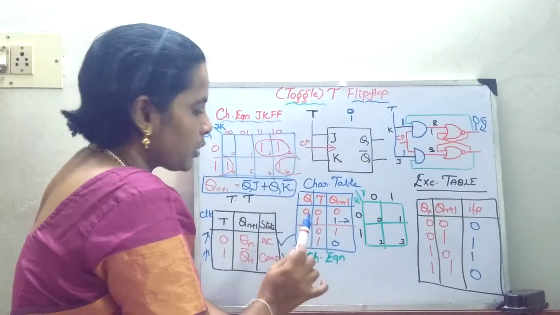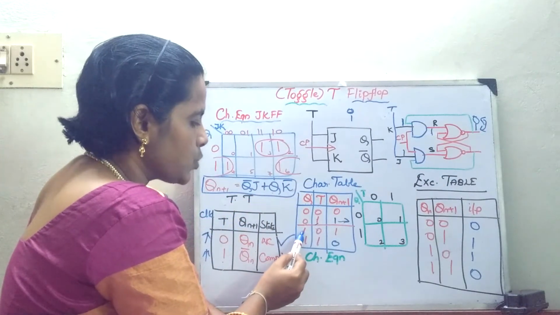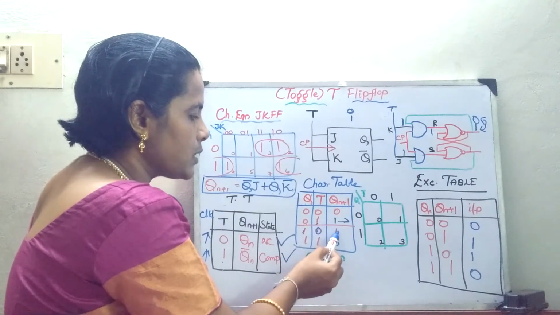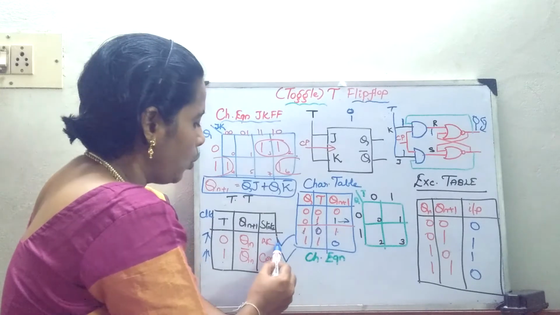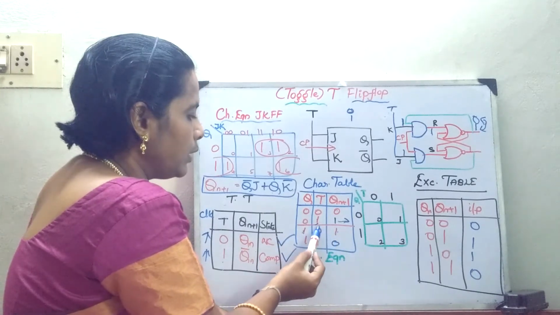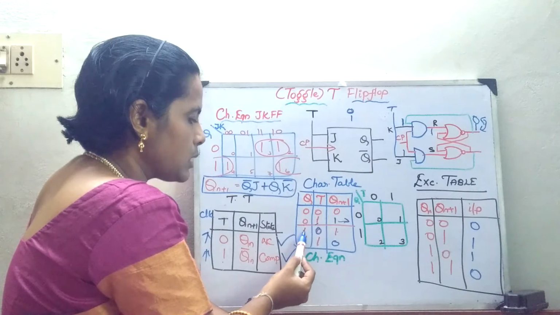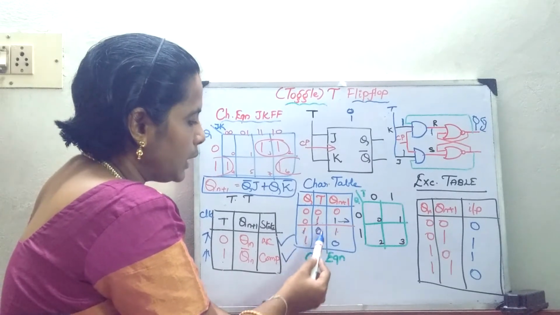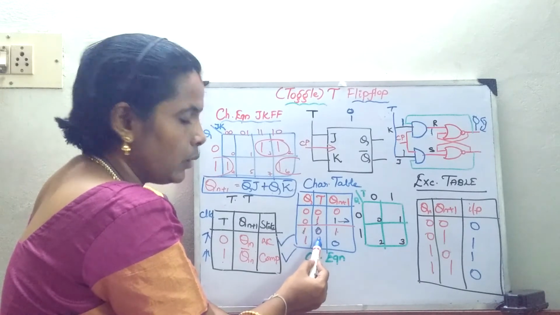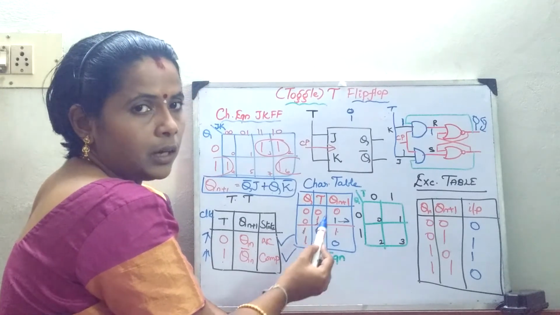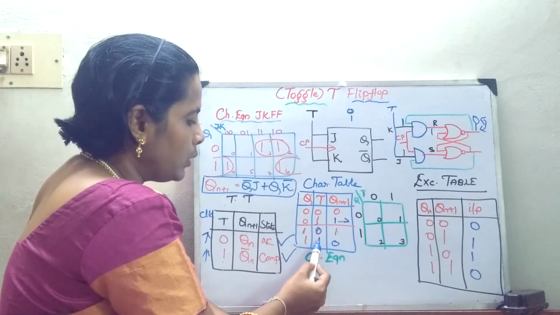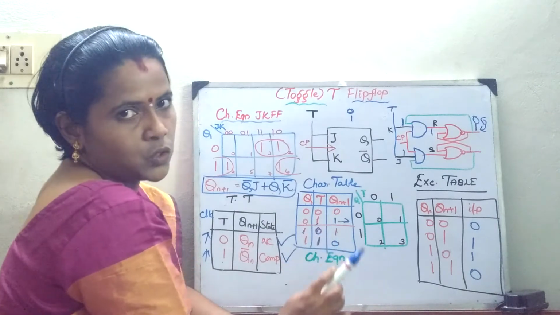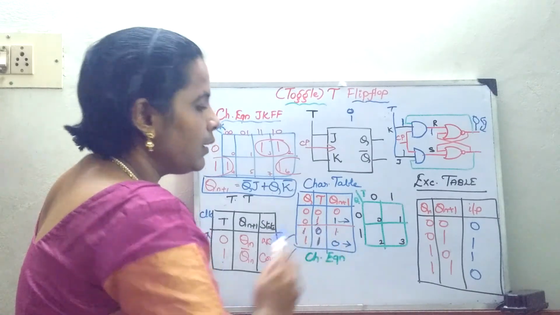Same condition. When the present state is 1 but my input is 0, whatever the state here is, it has been copied here. Why? Because it is a no change condition. So, when the input is 0, whatever the previous state is carried on to the next state. Next, when my T is 1, what happens? When T is 1, initially the present state was 1 which changes to 0. That is, it is a toggling state.